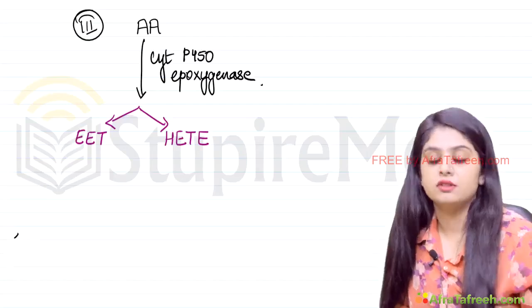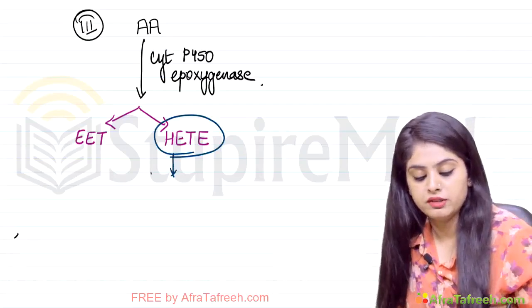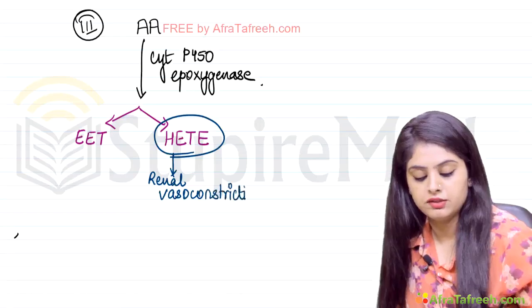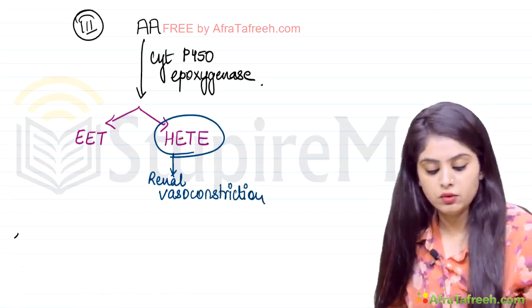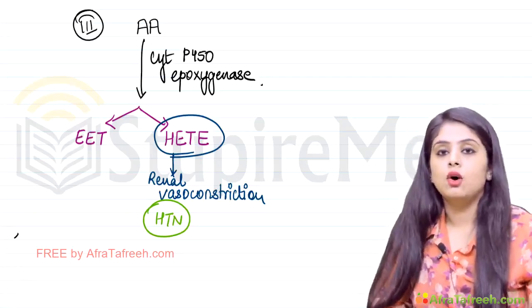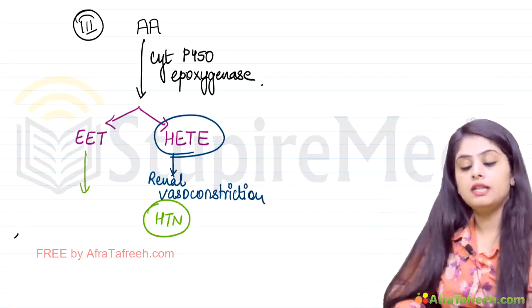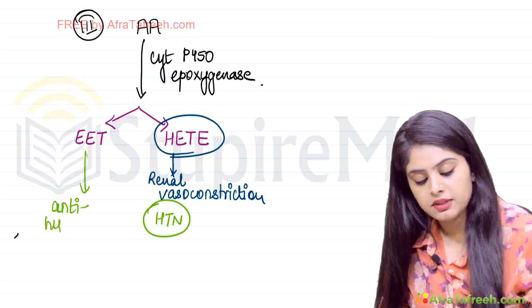Now the function. Remember, HETE is going to cause renal vasoconstriction. Because it causes renal vasoconstriction, it is going to result in hypertension. On the other hand, EET is a complete opposite. EET is going to have anti-hypertensive properties.